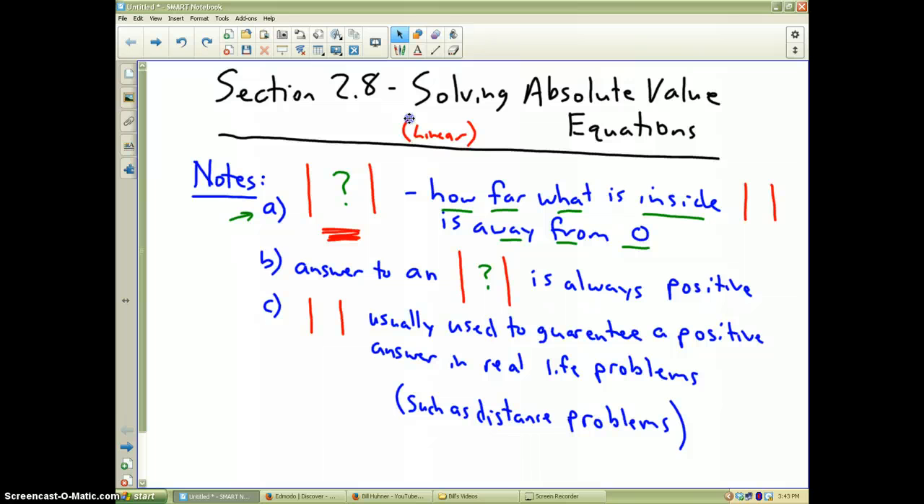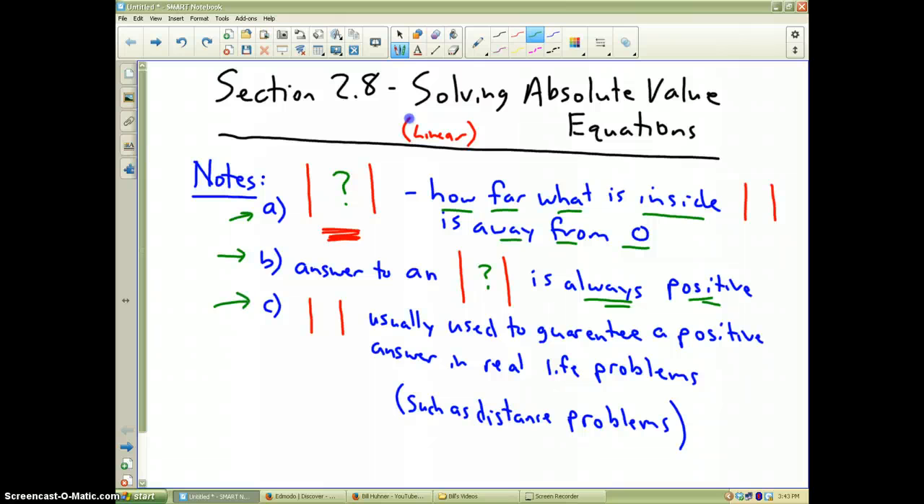Letter B. The answer to an absolute value problem is always positive. Always. Unless there's a negative sign on the outside of the absolute value bars, like I'm writing down here in the little corner. If there's a negative sign there, that of course would change the answer back to negative. But otherwise, if it looks just like this, then the answer is always positive.